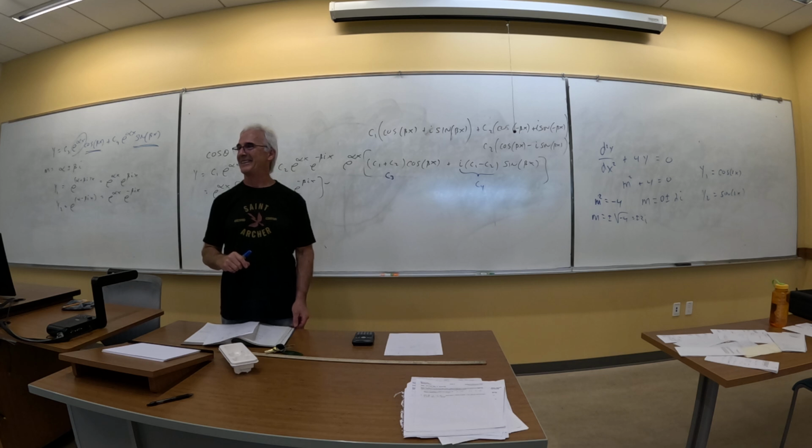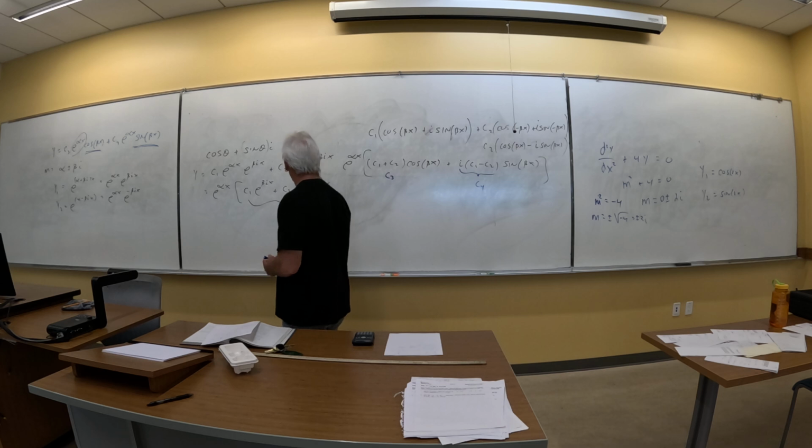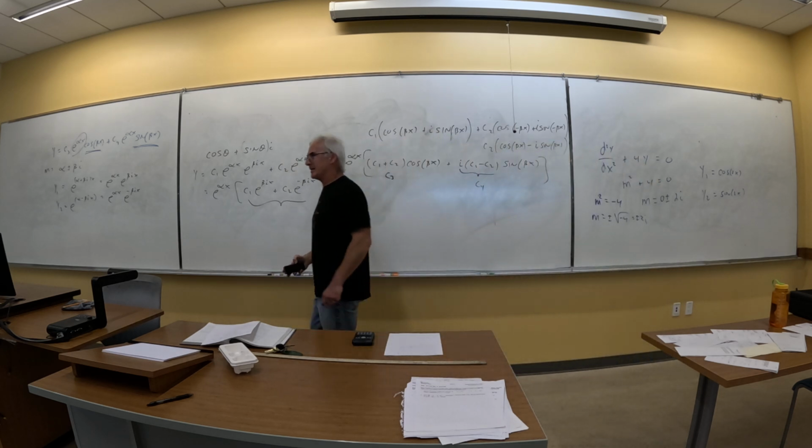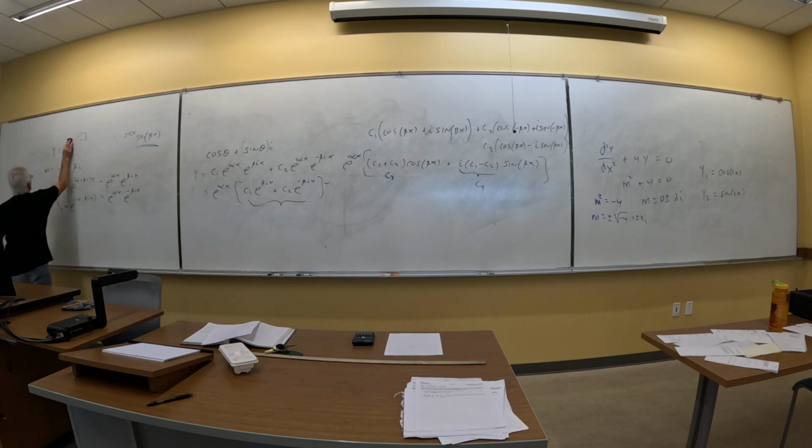Are we ever going to get an alpha value? Well, yeah, let's do one. Careful what you wish for, right? So let's do d squared y dx squared plus, I don't know, how about 4 dy dx plus 29y equals 0. How's that?